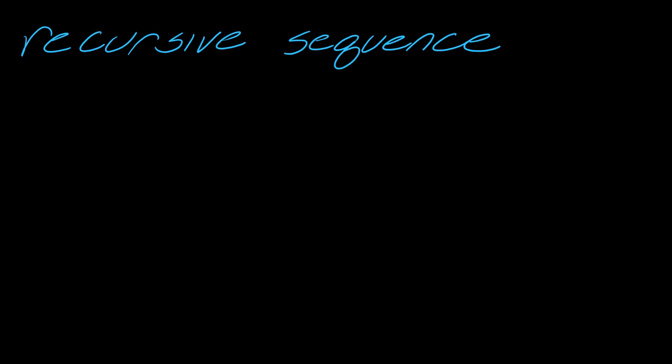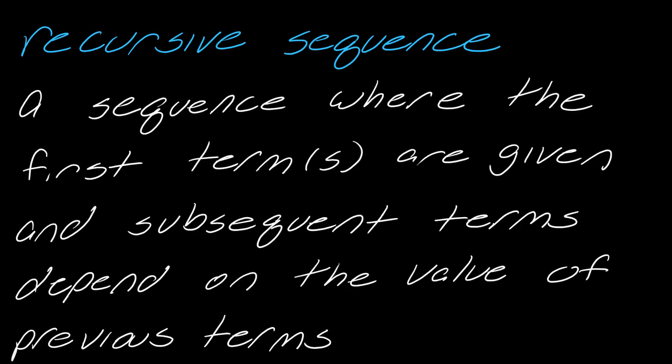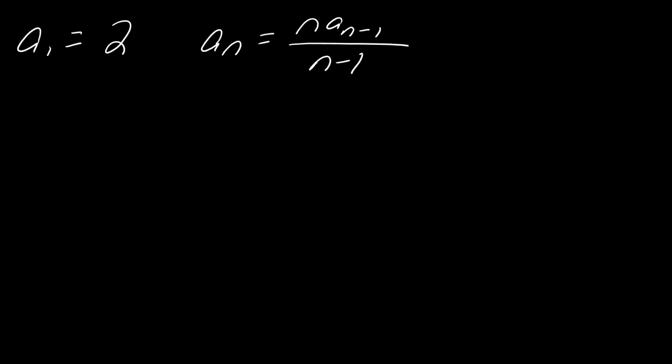So another type of sequence that we're interested in is what's known as a recursive sequence. With a recursive sequence, the first term or terms are given, and then subsequent terms depend on the value of the previous terms. It's probably easiest just to show you an example of this. So this is a recursive sequence.